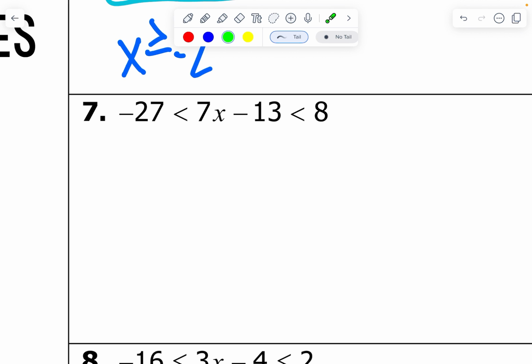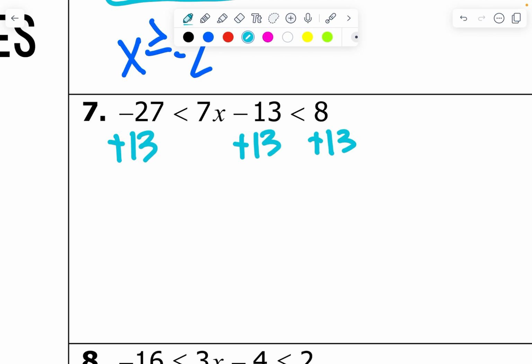-27 is less than 7x minus 13 is less than 8. So again, looking at this, what's stopping me from having this variable by itself? A few things, the 7 and the -13. I'm going to start by adding 13 to both sides and also over here. That's going to leave me with just 7x is less than 21. And over here, I'm going to have -14.